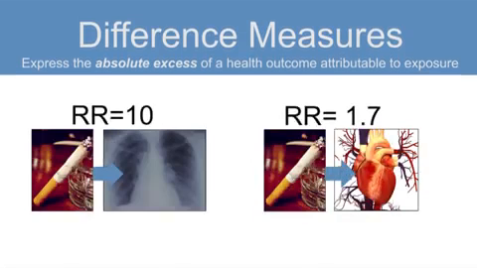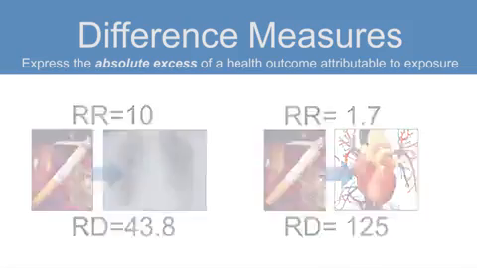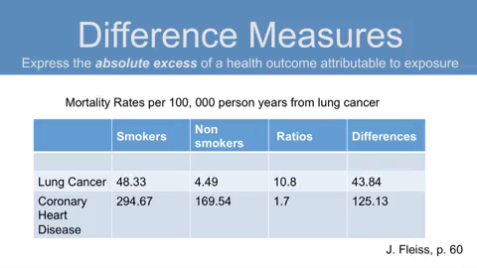Consider this example. The exposure of smoking has a risk ratio of about 10 for lung cancer mortality, but a risk ratio of only 1.7, approximately, for coronary heart disease mortality. However, the risk difference for coronary heart disease is much higher, 125, compared with the risk difference for lung cancer, 43.8. Why is this?